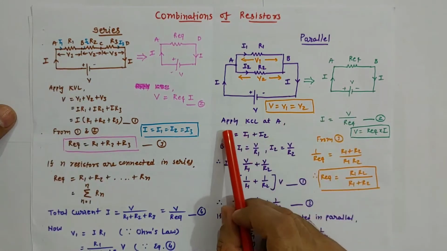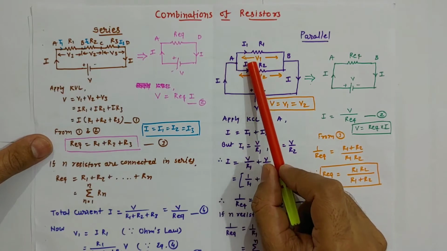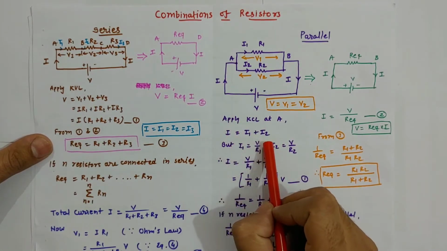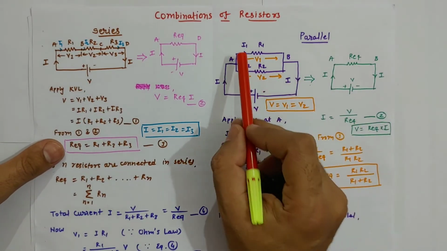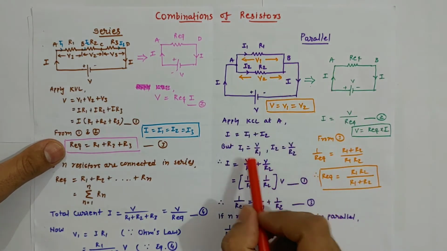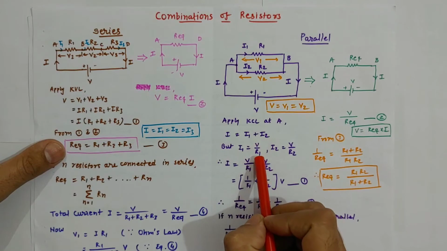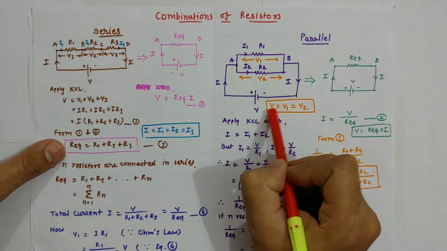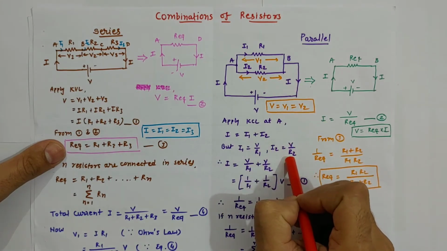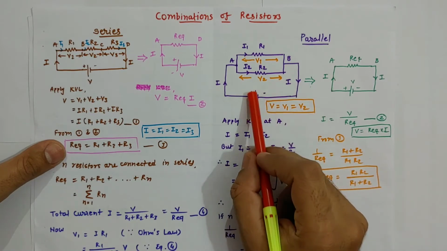So to get that value, we will apply KCL at node A of this circuit diagram. So according to KCL, we will get equation I is equal to I1 plus I2. Now the value of I1 is dependent upon the value of R1 and V1. So the value of I1 is equal to V divided by R1 because the value of V1 is V. Same way value of I2 is V divided by R2 because the value of V2 is same as V.